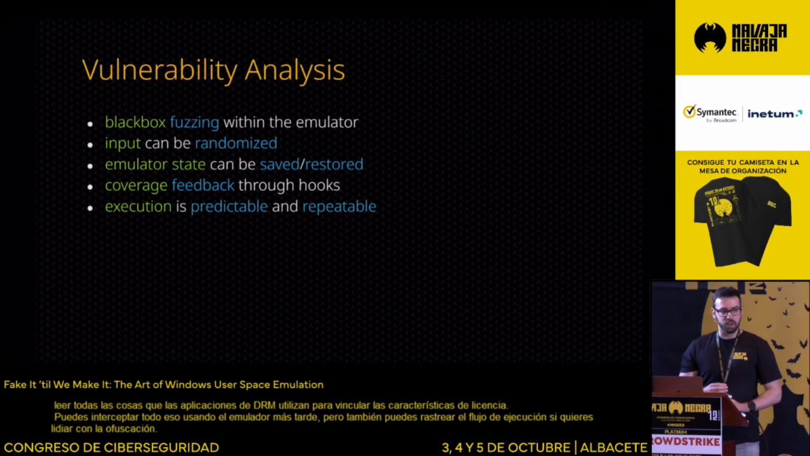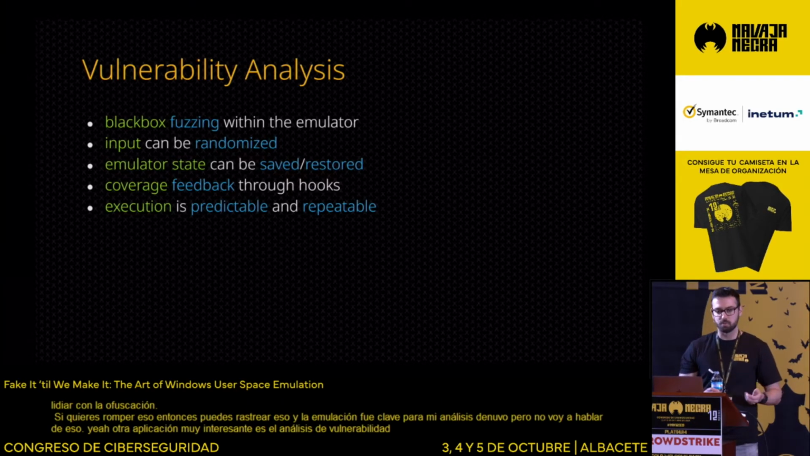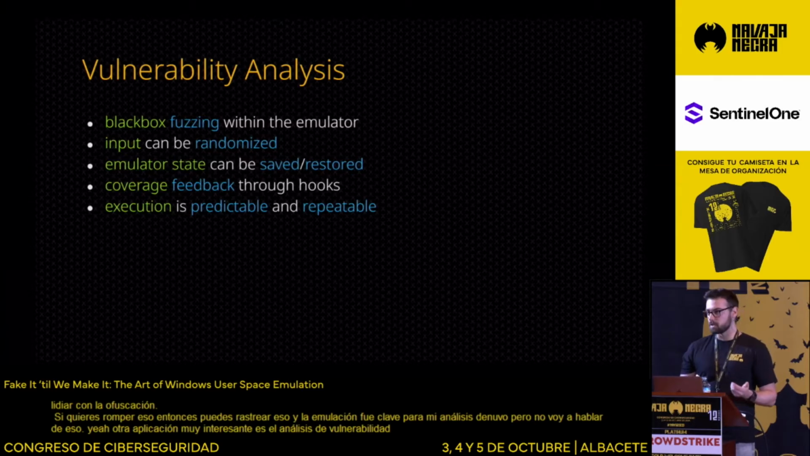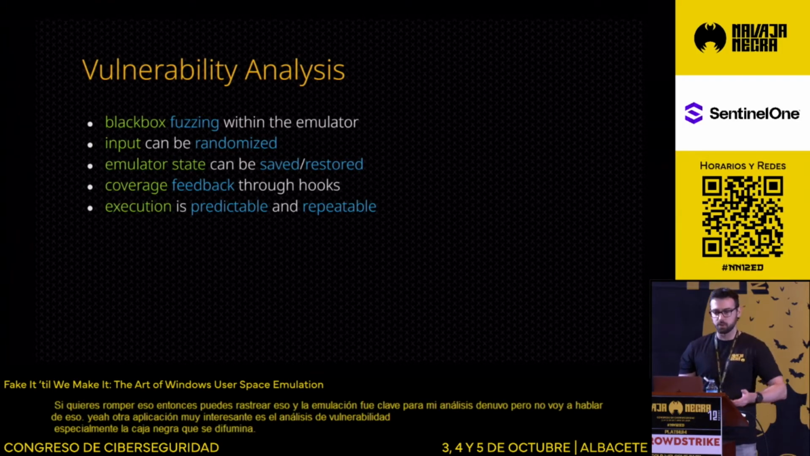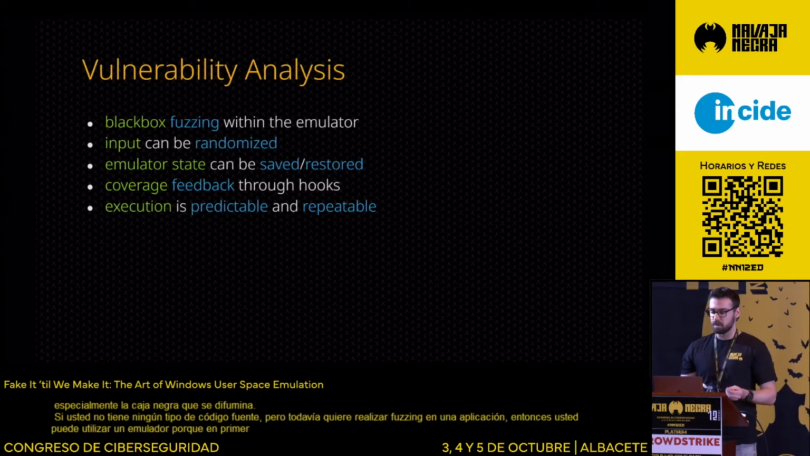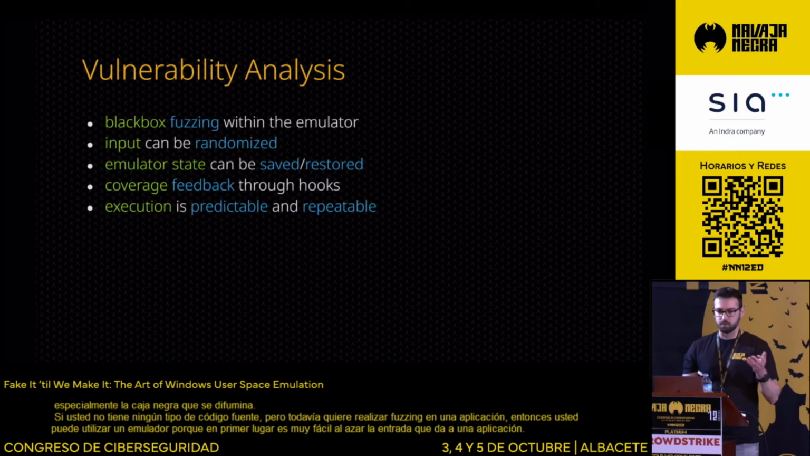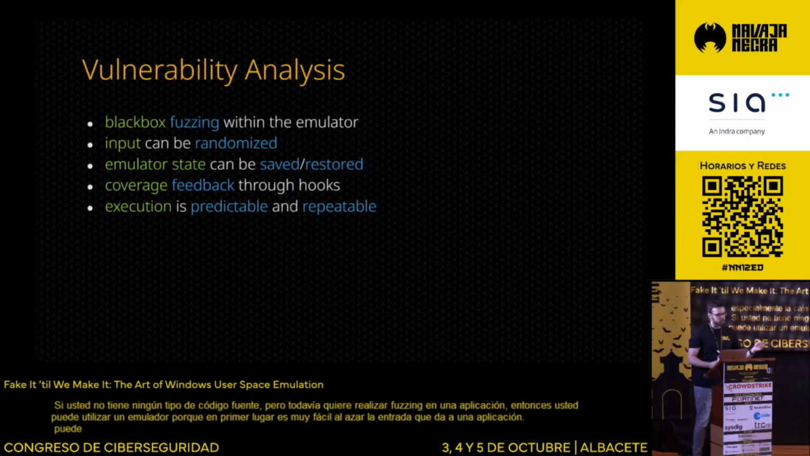Another very interesting application is vulnerability analysis, especially black box fuzzing if you don't have any kind of source code but still want to perform fuzzing on an application. Then you can use an emulator because, first of all, it's very easy to randomize the input you give to an application. You can change registers, you can change the memory, all that. But a nice thing is that you can also save and restore the state of the emulator at any given point. So you can let your application run to the point of interest. For example, if you want to fuzz a special function, you can randomize the input, create a snapshot, and then perform your fuzzing iteration.